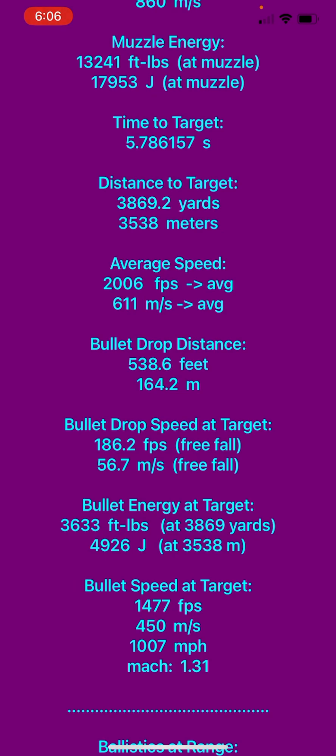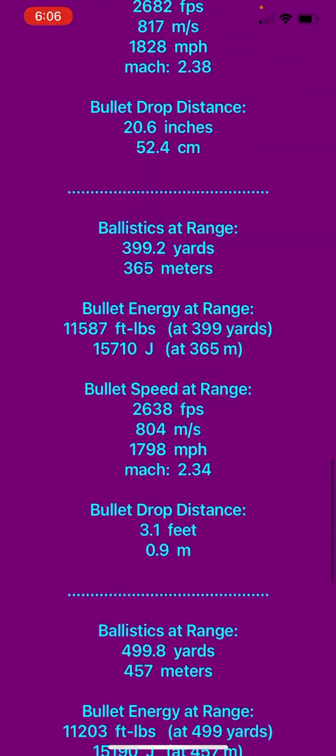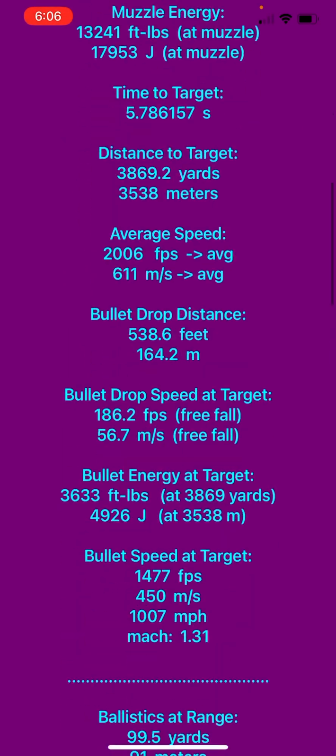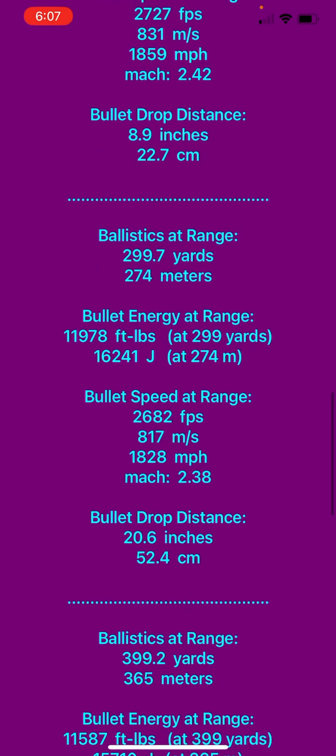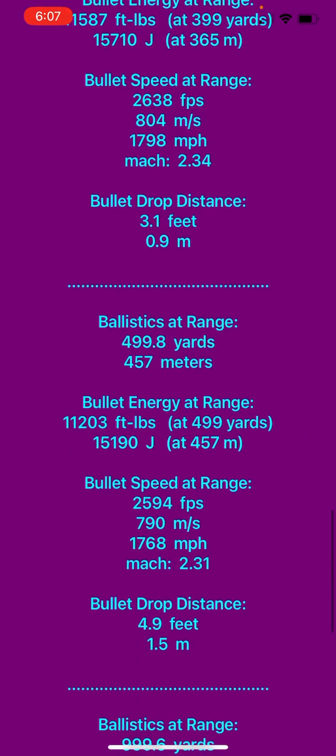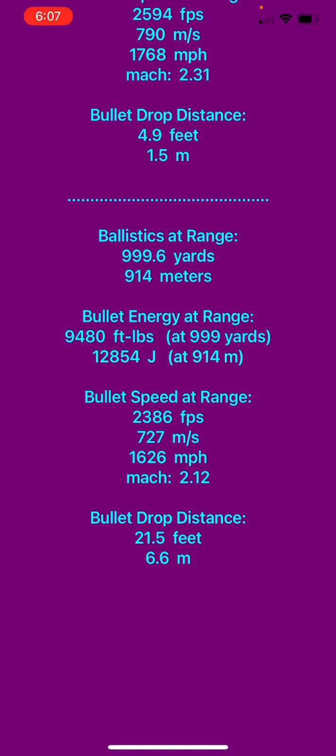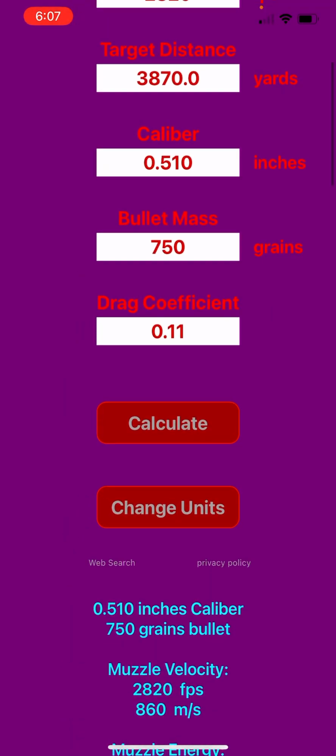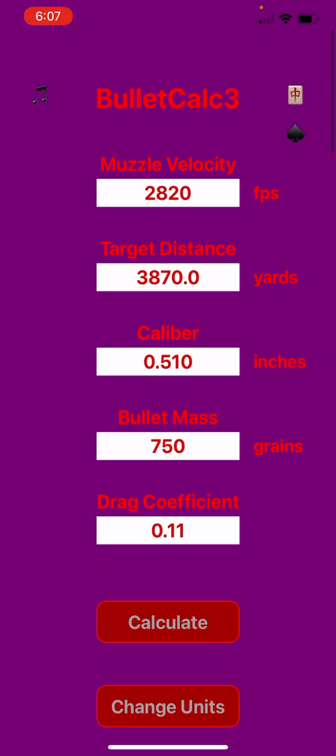As you can see here, it's very easy to calculate large amounts of ballistic data with BulletCalc3. Using the calculate button, we automatically calculate 100, 200, 300, 400, 500, and 1,000-yard ranges every time you press the calculate button. In addition to that, we also calculate whatever specific target distance you choose to specify at the top.